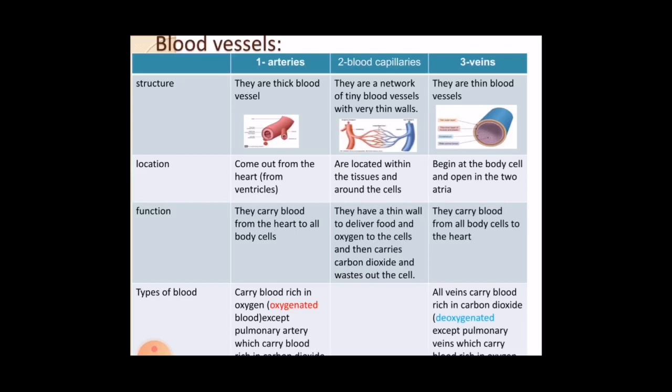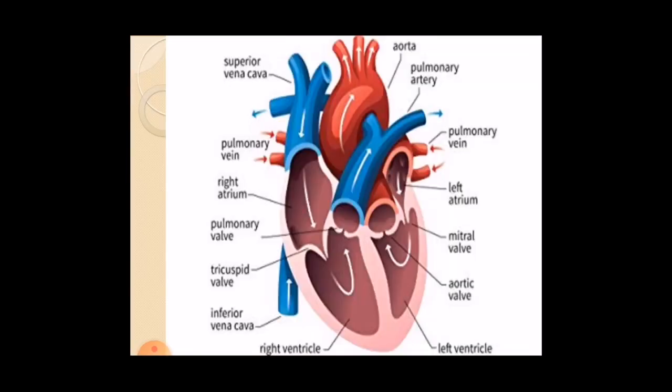Veins are thin blood vessels. They begin at the body cells and open in the two atria. They carry blood from all the body cells to the heart. Veins like what? Superior and inferior vena cava and pulmonary veins.